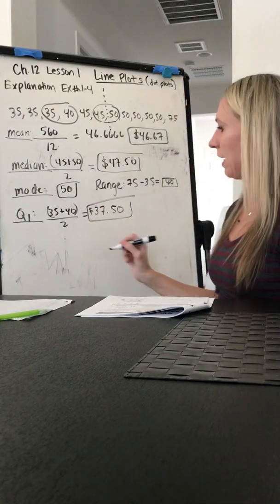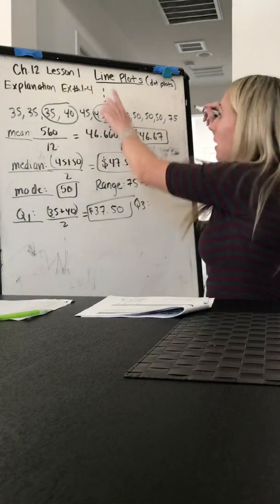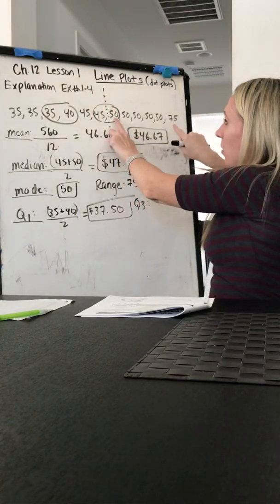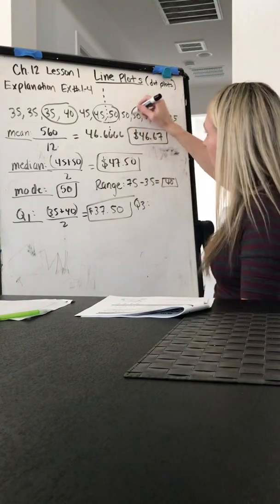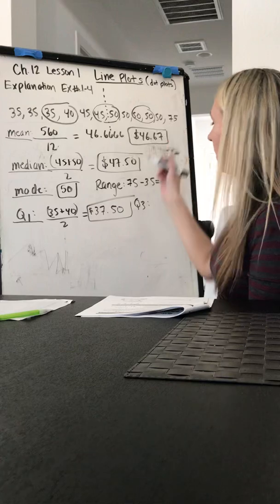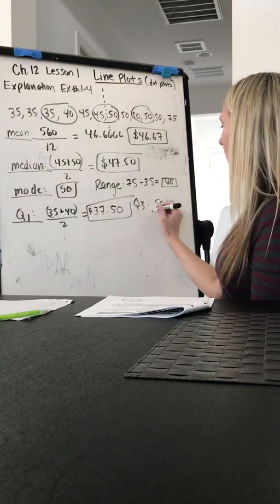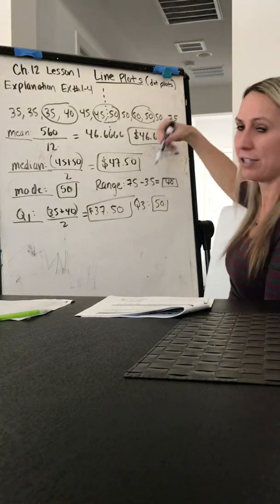And then for quartile 3, we're going to do the same over here. Again, here's the median. So you're going to go 1, 2, 3, 1, 2, 3. It's in between those, and those are the same number. So the number between those is just going to be 50. Technically you're doing 50 plus 50, which is 100, divided by 2, which gives you 50.